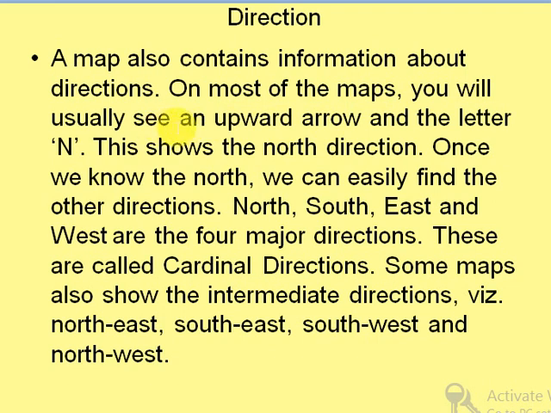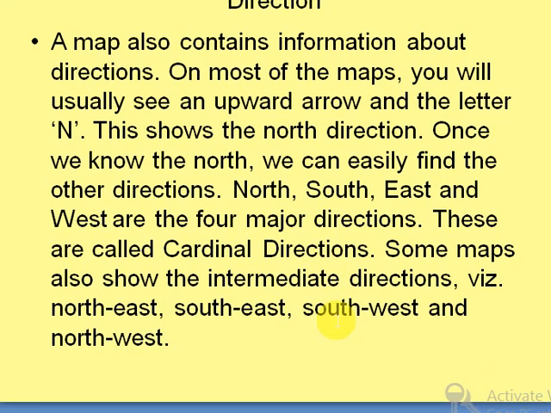On most of the maps you will usually see an upward arrow and the letter N also written. This shows the north direction. Once we know the north, we can easily find the other directions. North, south, east and west are the 4 major directions. These are called cardinal directions. We have learned earlier. Some maps also show the intermediate directions. In between the major cardinal directions, we have intermediate directions also.